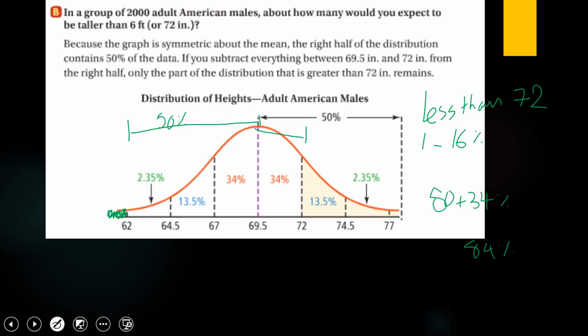Yeah, this is what I did. Yeah, the same answer. But when you told me that you add 2.35 plus 13.5 plus 34 plus 34... No, I added it in my mind because I didn't have a calculator. I said that this is 50% and then I'll add 34%. In fact, I thought that you add 2.35 plus 13.5. No, I know there was an unknown number there, but it's okay. So you have to add 50% plus 34. It would be 84. Right.